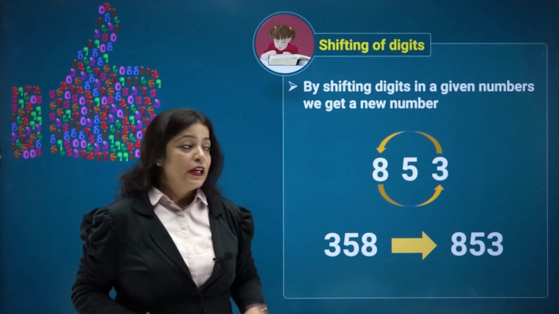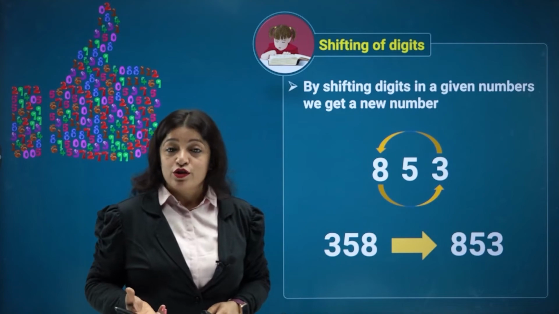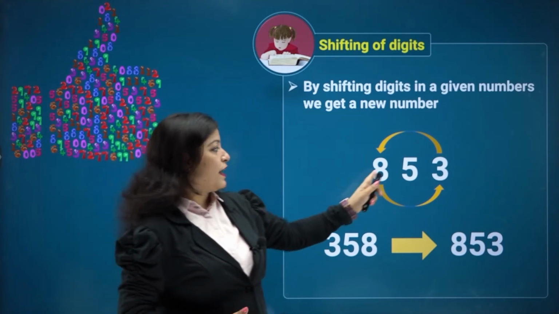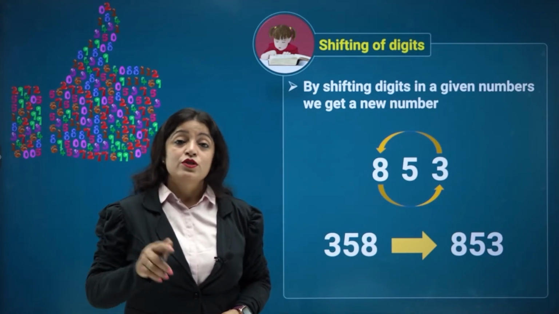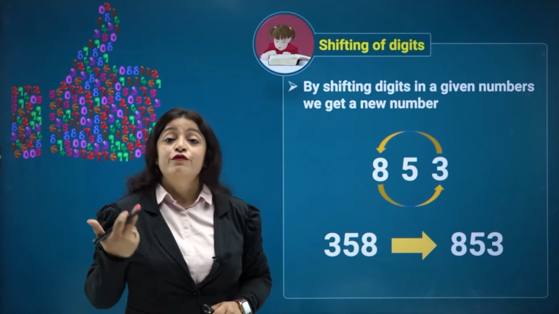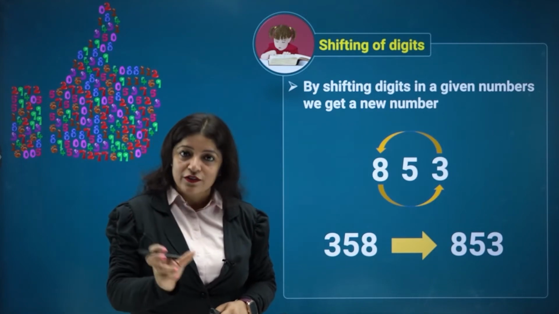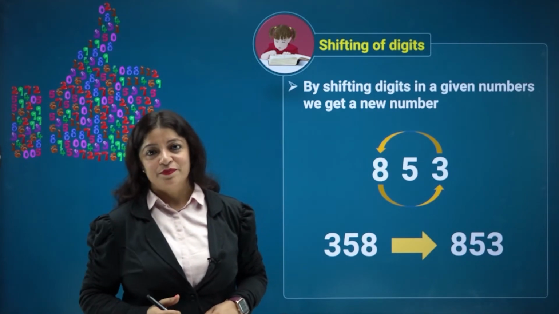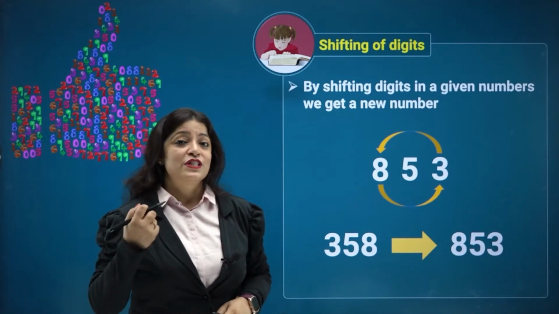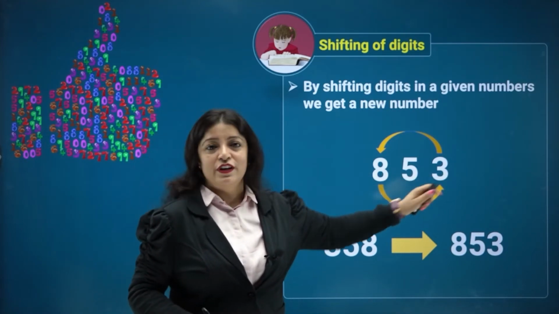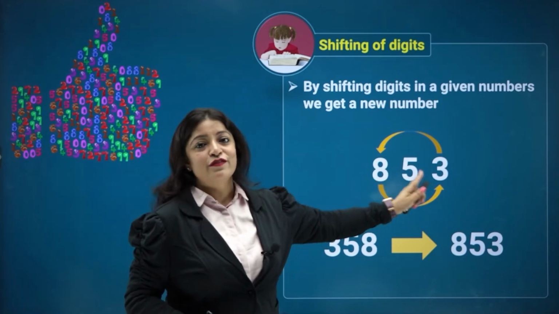And obviously, it isn't the only number we get on shifting. You may shift 5 and 8 here. You may shift 5 and 3 also. So by shifting digits, you can form various numbers from a given set of digits. Isn't it interesting? Try a few more numbers which can be framed using these three different digits, 8, 5 and 3.